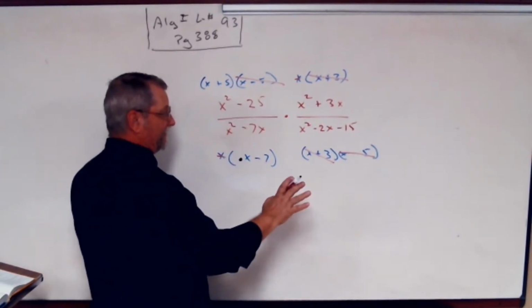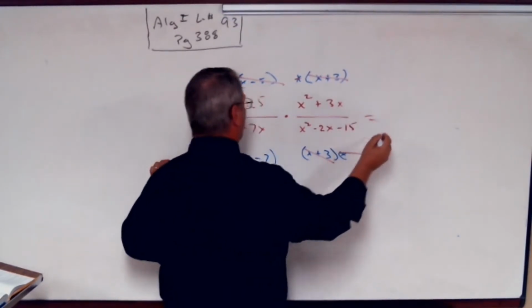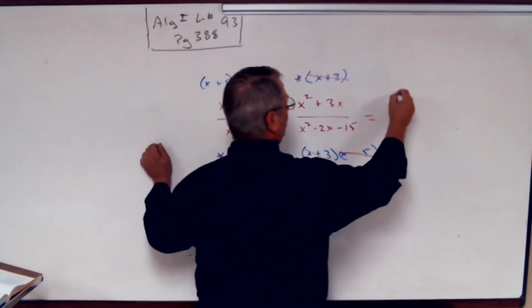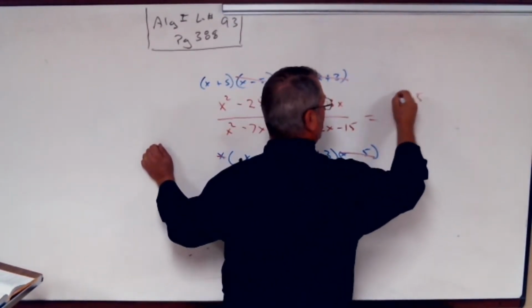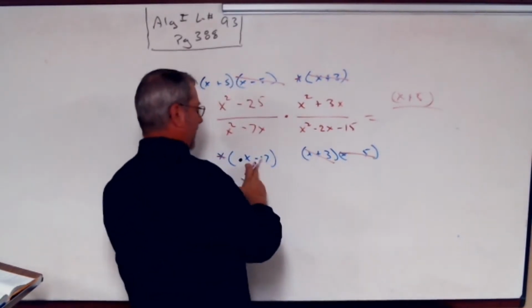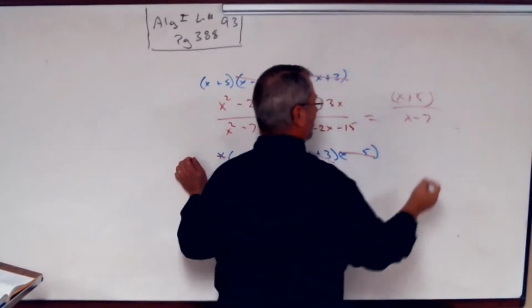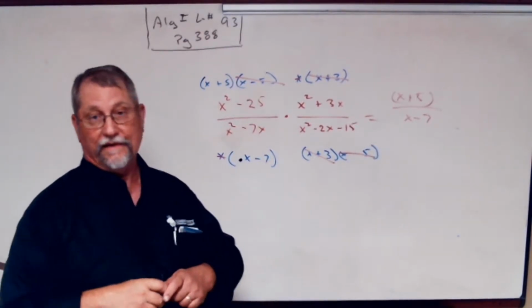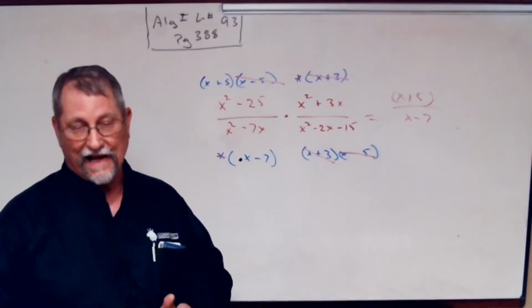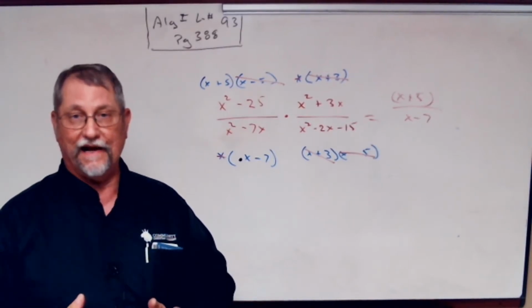That's all that's left. So equal signs, I have x plus 5 over x minus 7. That's all we're doing. There's not anything new in here. It's exactly what you've been doing. You just have to think how to factor.